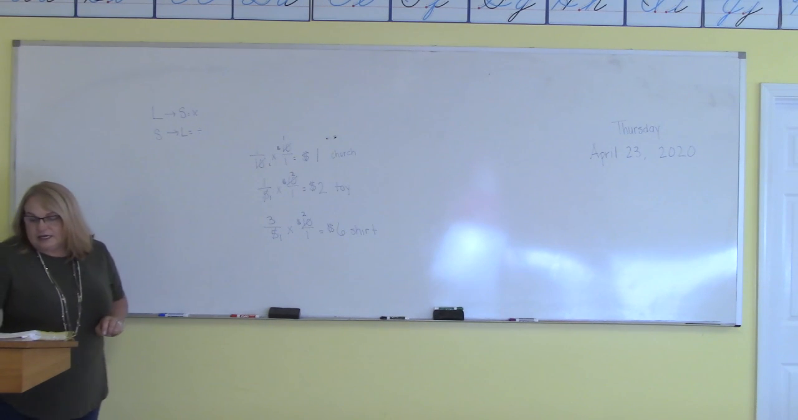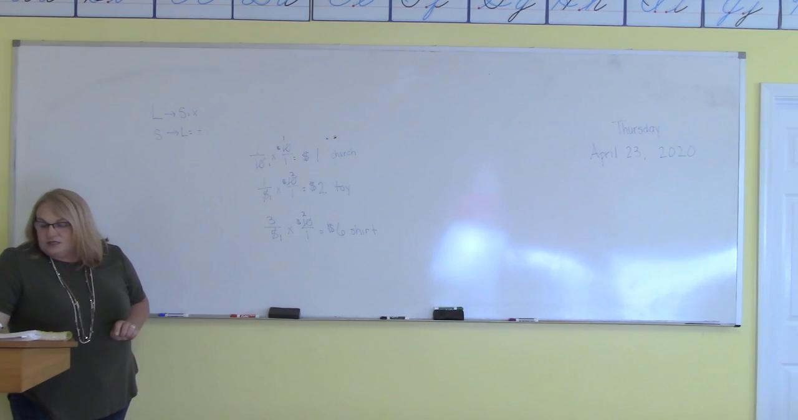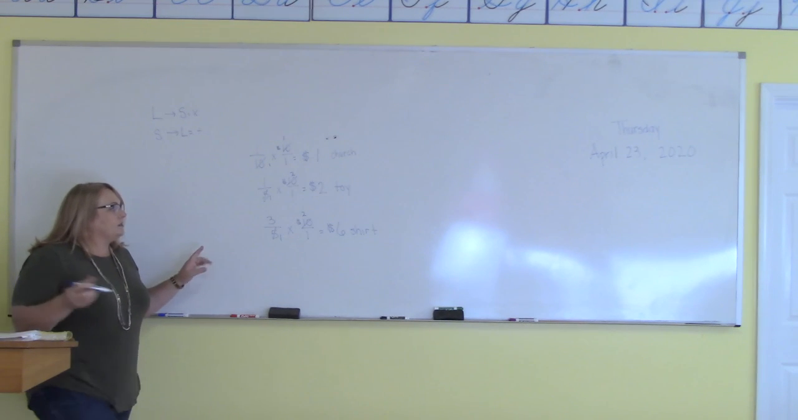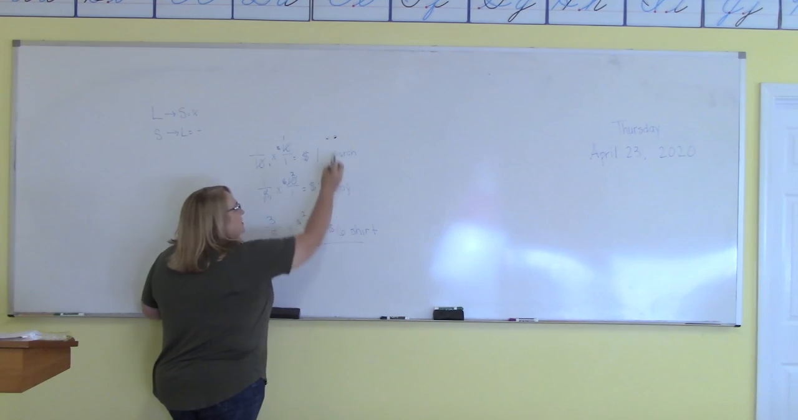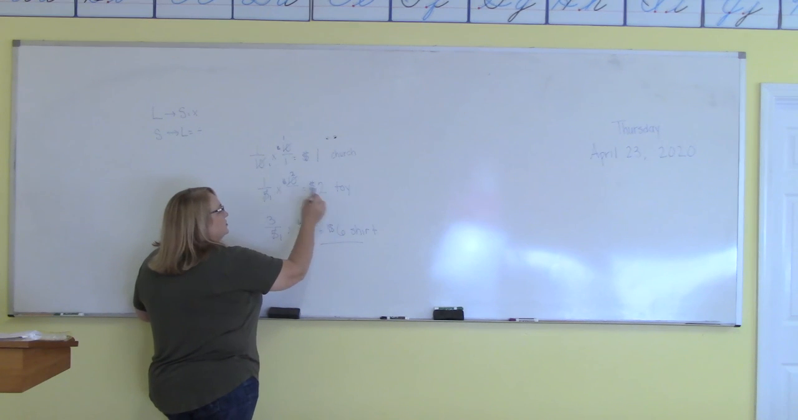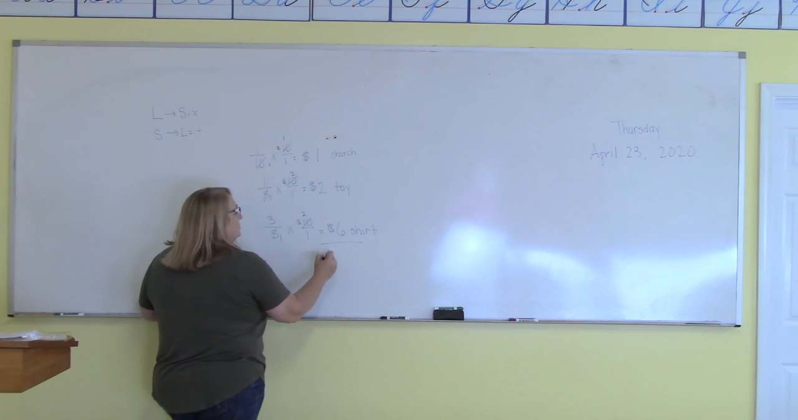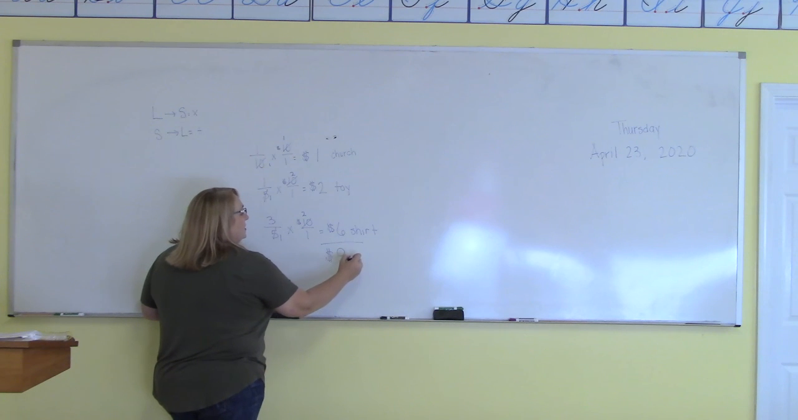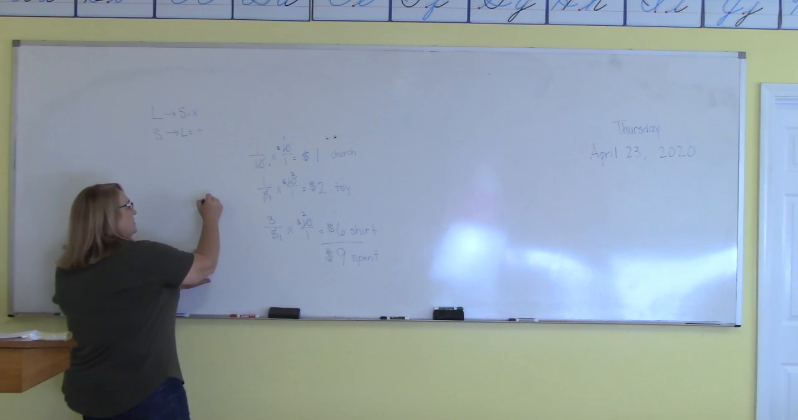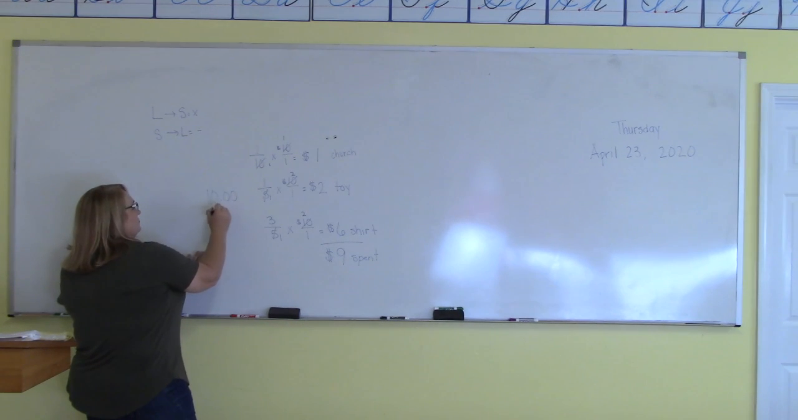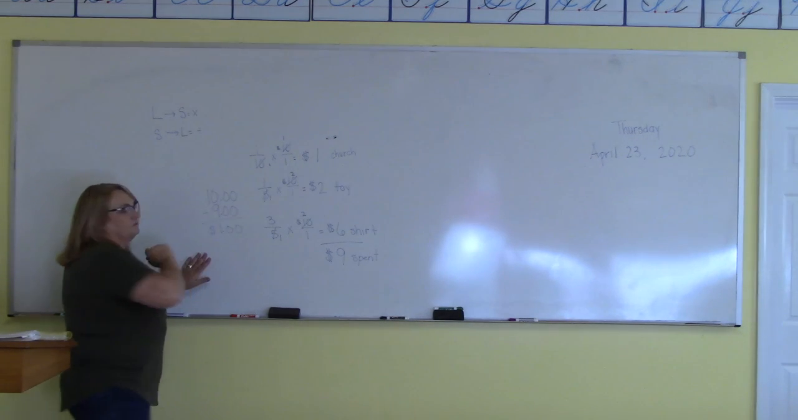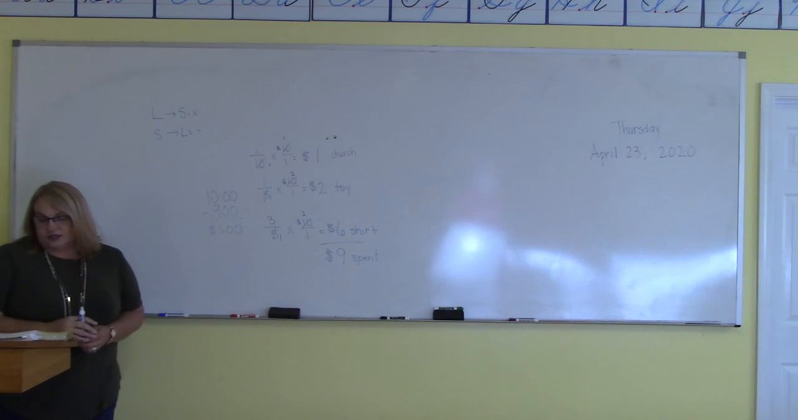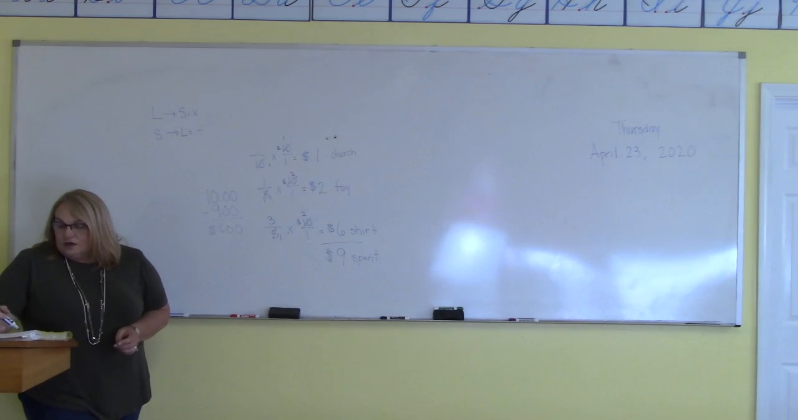So the question is, how much money does he have left? Well, he started out with $10. How much did he spend? 6 plus 2 is 8 plus 1 for the church. So he spent $9. He started out with $10. So how much does he have left? He has $1 left. All right, C says to change a dollar bill into 14 coins.